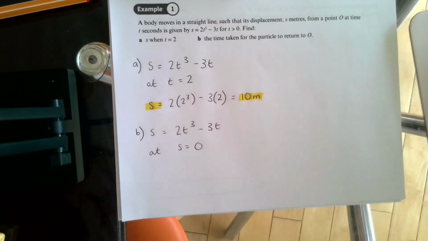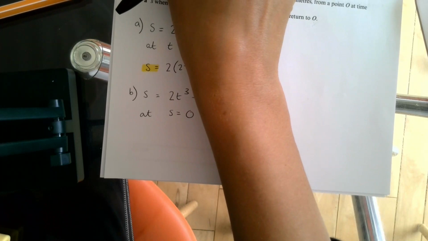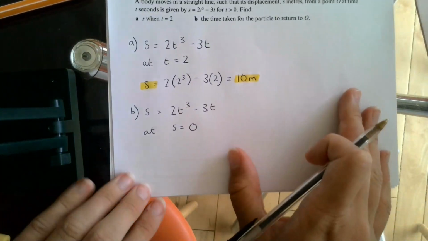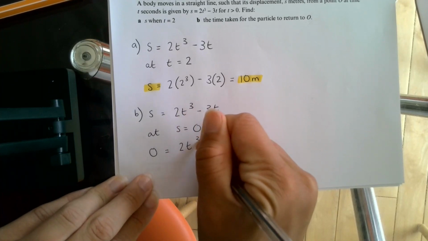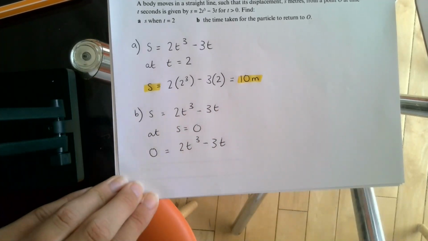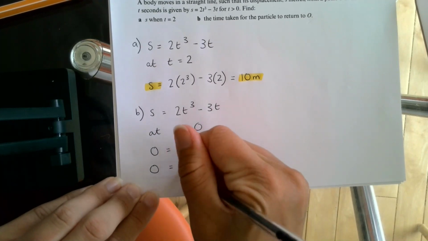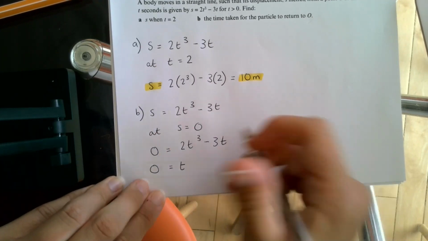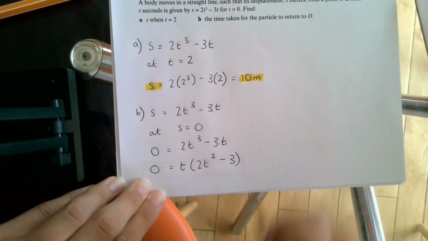Well, let's sub that in then and see what we get. So s is 0. So we're going to say 0 is equal to 2t cubed minus 3t. Next, I'm going to factorise. So if I take out a factor of t, I get t, open bracket, 2t squared minus 3.